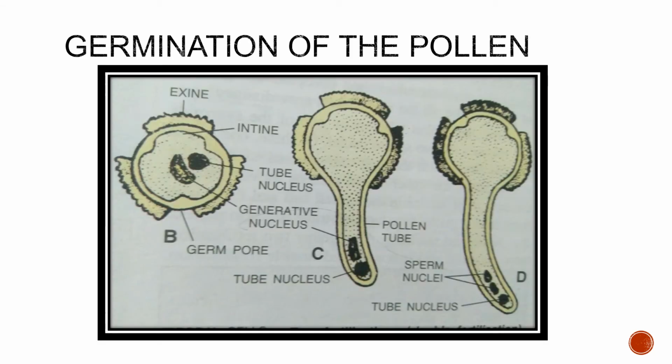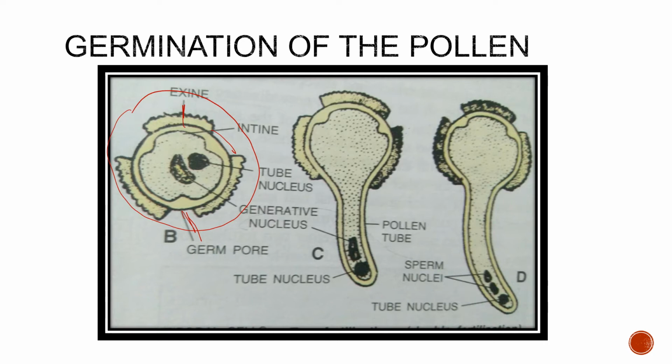Now the first main part of fertilization is the germination of the pollen grain. So what is happening here? Let us see. First let us see the structure of the pollen grain. The outside layer is called exine. Then comes intine. Here we can see a groove-like portion, that is the germ pore.